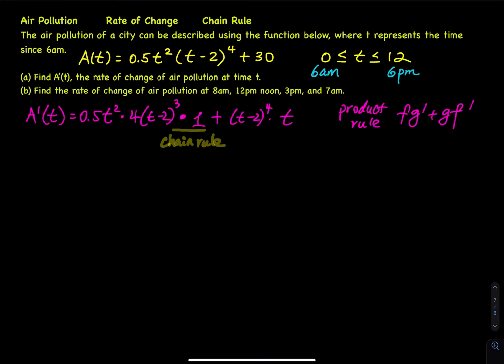Let's clean up the coefficient. So A prime of t equals 4 times 0.5, which equals 2. So we have 2t squared times (t minus 2) to the third power, plus t times (t minus 2) to the fourth power.